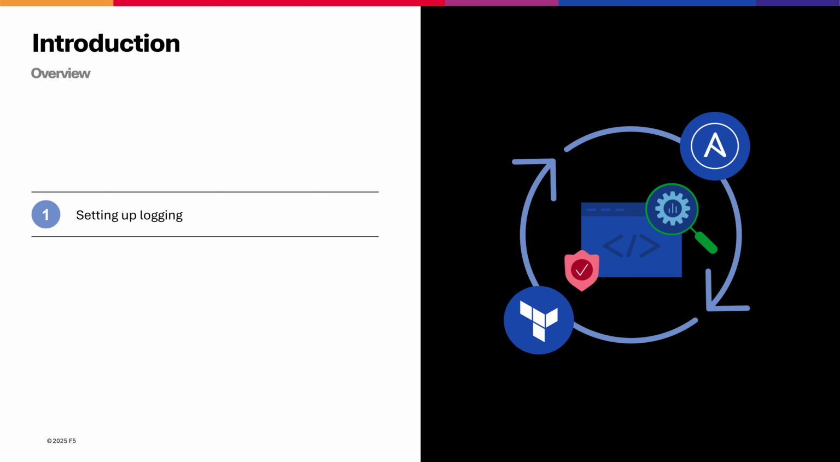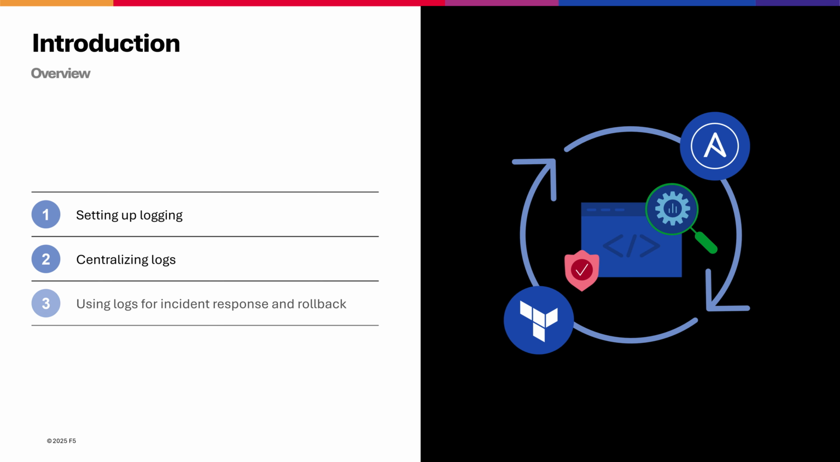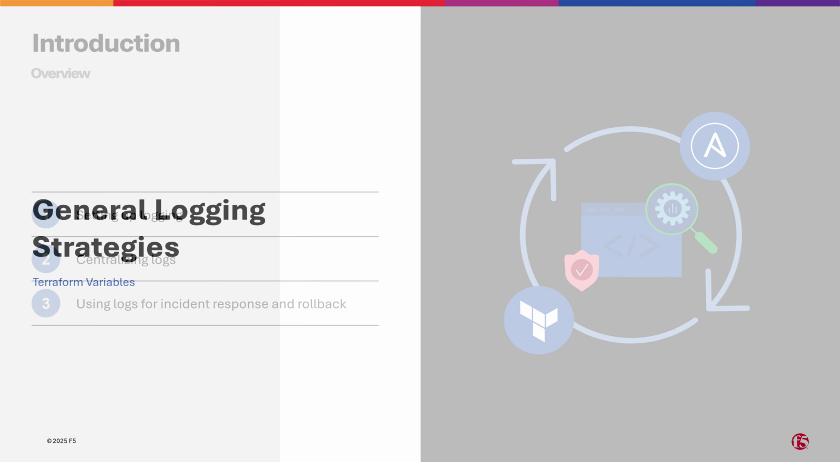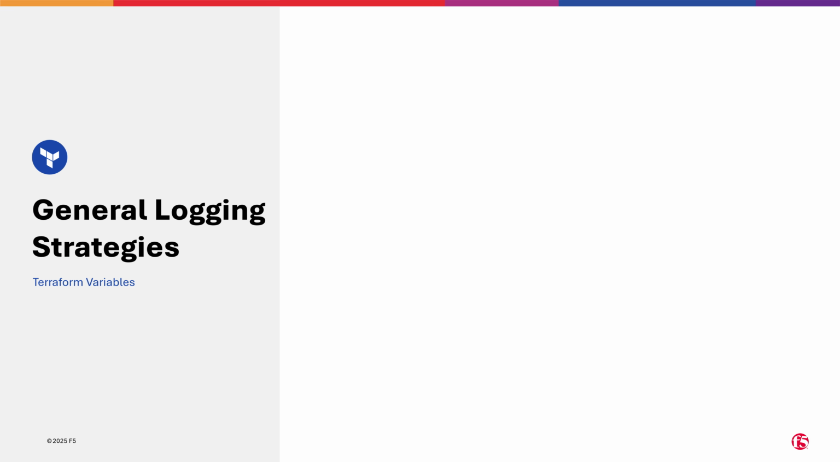This chapter focuses on logging and troubleshooting in Terraform and Ansible. We will cover how to set up logging, centralize logs, and use logs for incident response and rollback. Let's start with Terraform. Terraform by default only shows minimal output in the command line.